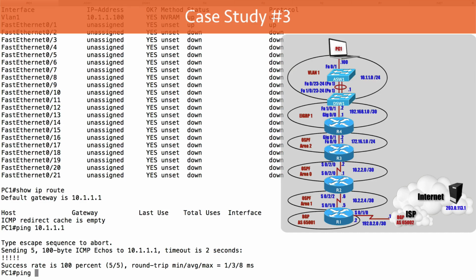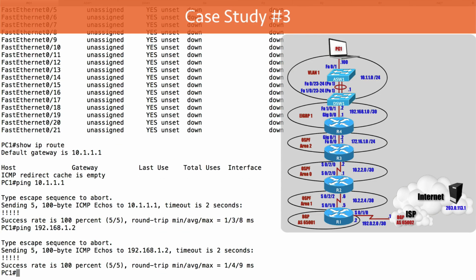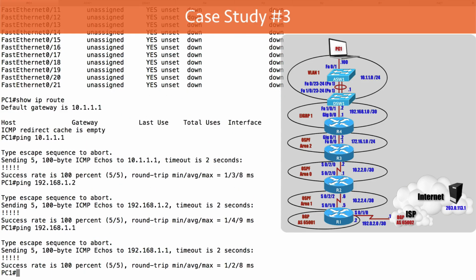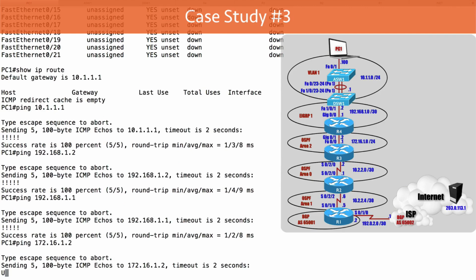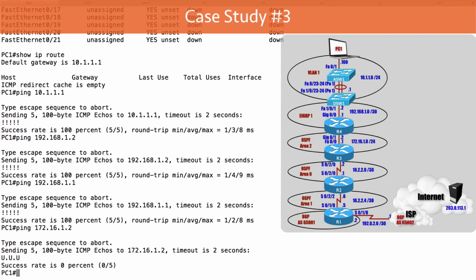Can I ping the egress interface on DSW1? Let's try to do a ping to 192.168.1.2. That was successful. Can I ping the ingress interface on R4? Yes, I can. Can I ping the egress interface on R4? It has an IP address of 172.16.1.2. No, I cannot. Interesting, isn't it? I'm able to get into R4, but I cannot communicate with the egress interface on R4. That tells me that I want to start my troubleshooting efforts on R4.